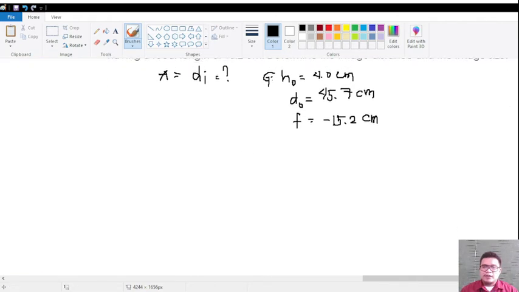To do this, first we need our mirror equation. Always start with the mirror equation. So the solution starts with the mirror equation: 1 over F is equal to 1 over DO plus 1 over DI. There was just a car passing by right now, so let's not mind that. Now our focal length here is 1 over negative 15.2 centimeters. Don't forget the negative sign because that's important. It is equal to 1 over DO, and our DO here is 45.7 centimeters.